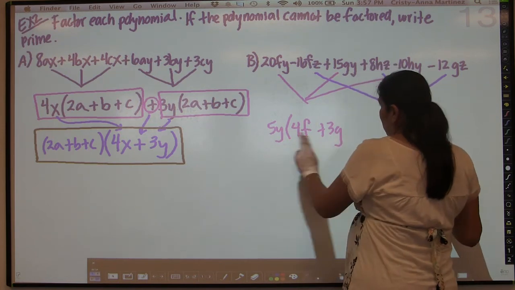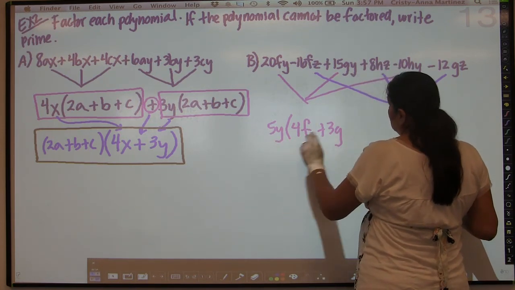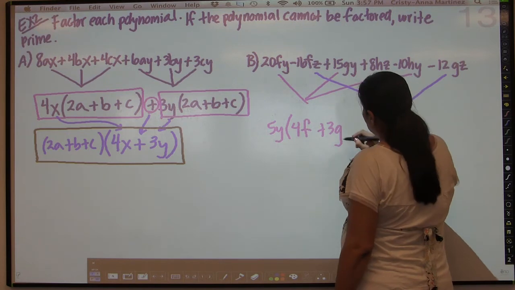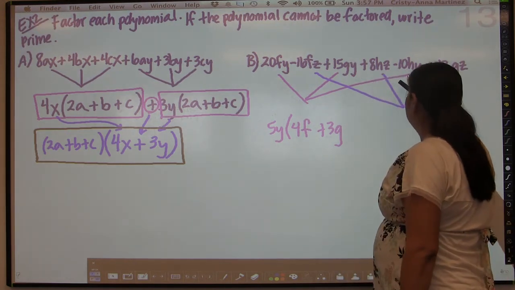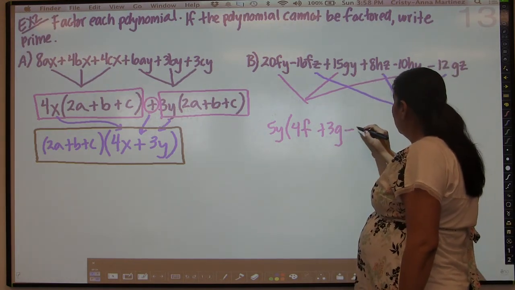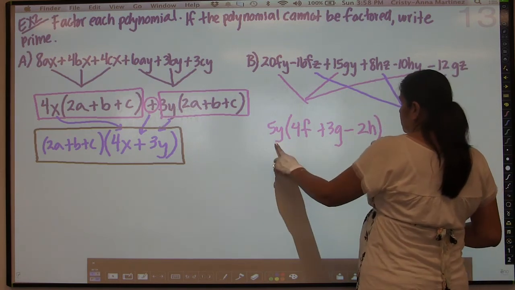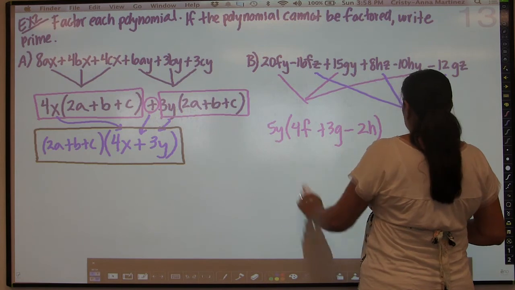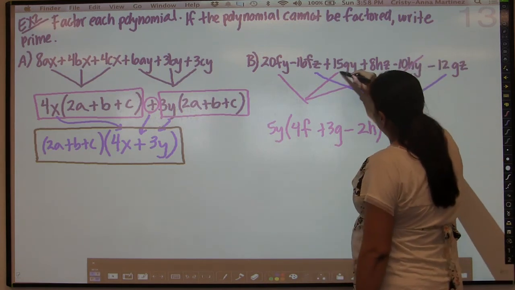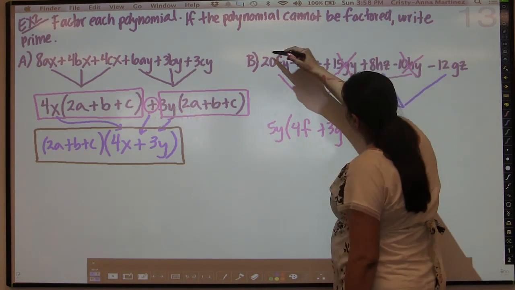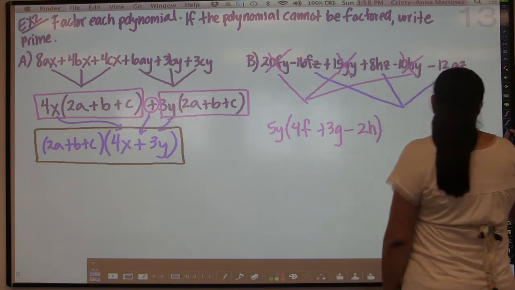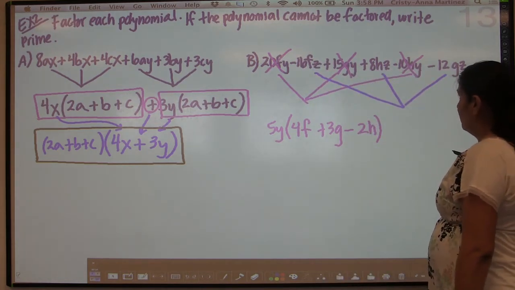because 3g times 5y will be 15gy. And then my last term is a minus 10hy, so I'm going to need a minus 2h, because negative 2h times positive 5y is negative 10hy. And that takes care of those 3 terms there.